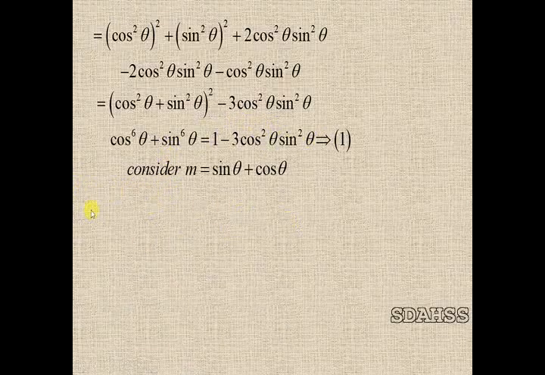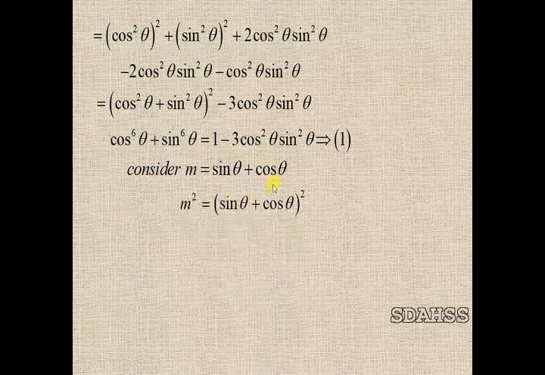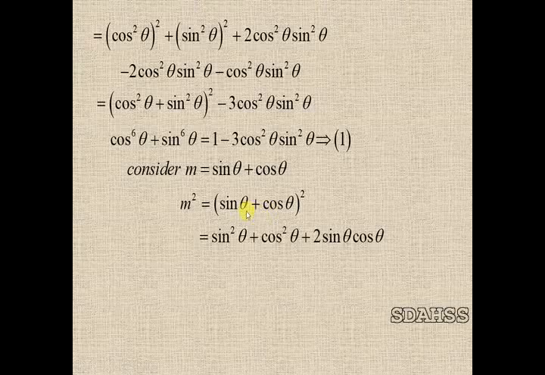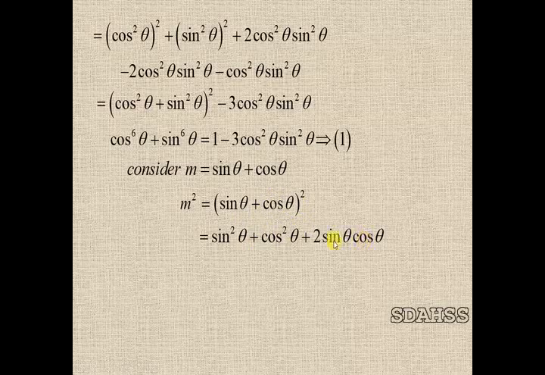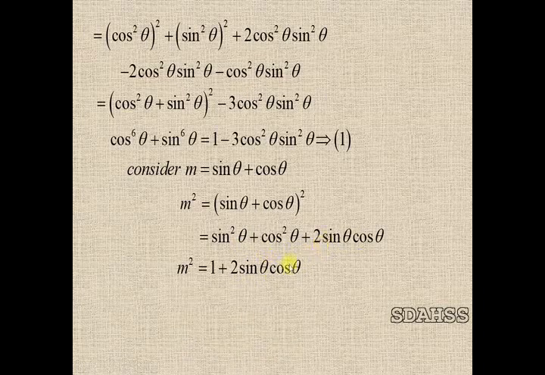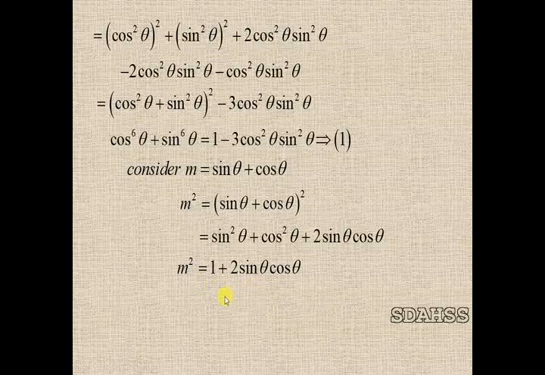Now consider m is equal to sin theta plus cos theta, that is given in the question. Squaring on both sides, you have m square is equal to (sin theta plus cos theta) the whole square. This is the form of (a plus b) whole square, which is a square plus b square plus 2ab. So we can write sin square theta plus cos square theta plus 2 sin theta cos theta. We know that sin square theta plus cos square theta is 1. So m square is 1 plus 2 sin theta cos theta.